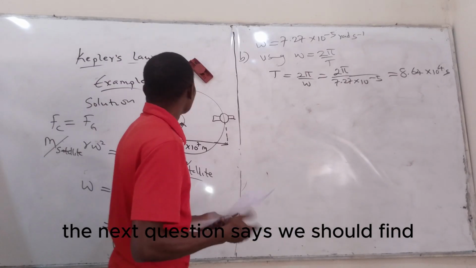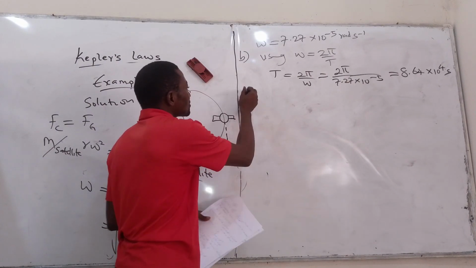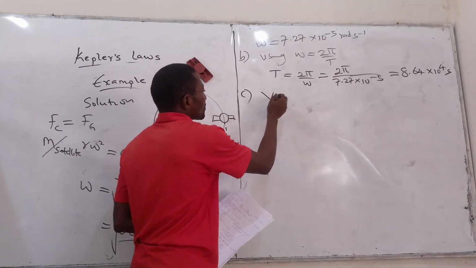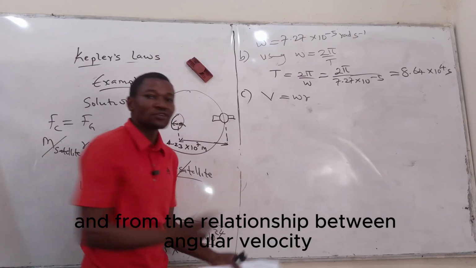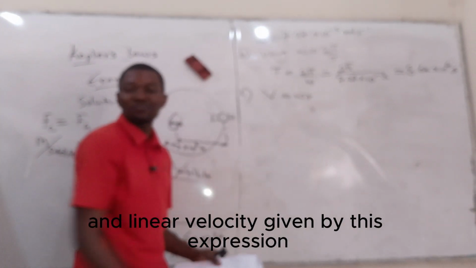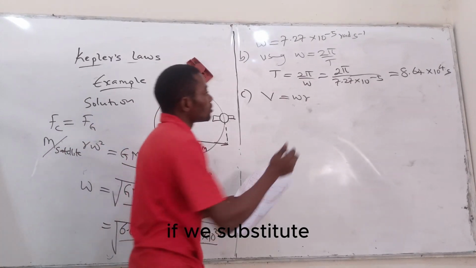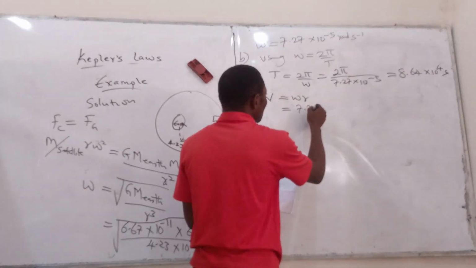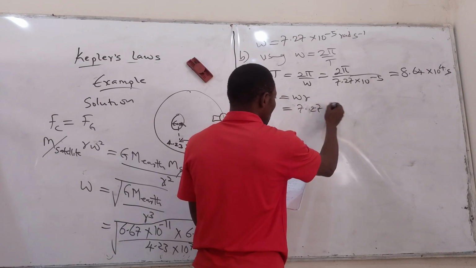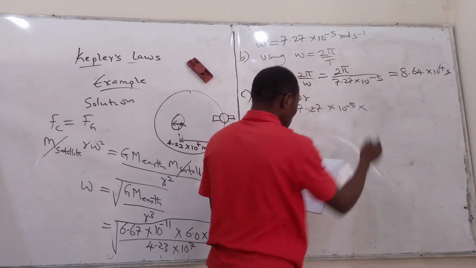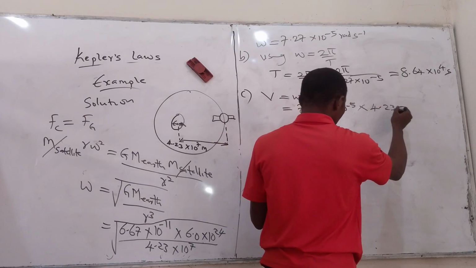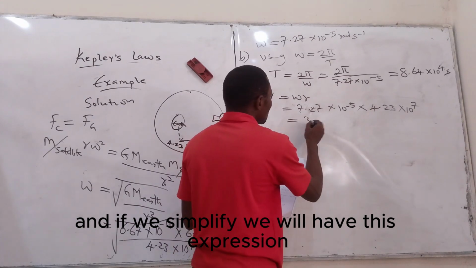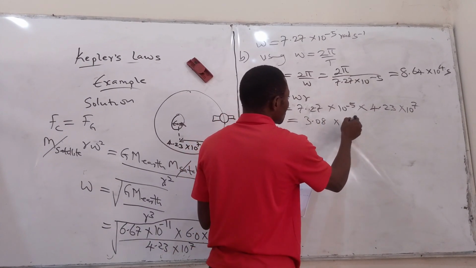The next question says we should find the velocity of the satellite. And from the relationship between angular velocity and linear velocity given by this expression, if we substitute, we will have this, and if we simplify, we will have this expression.